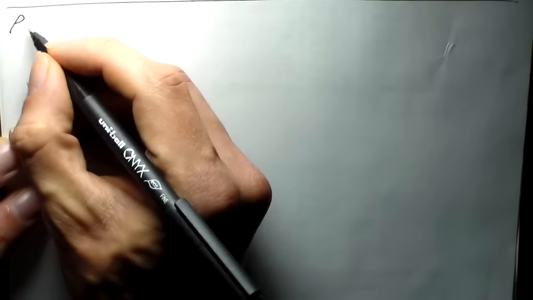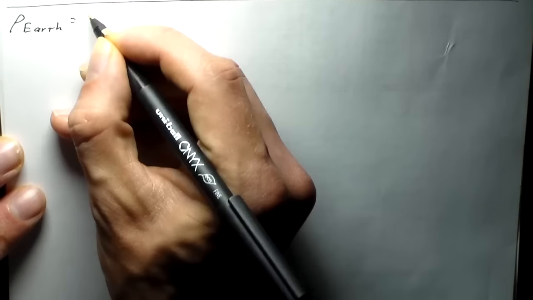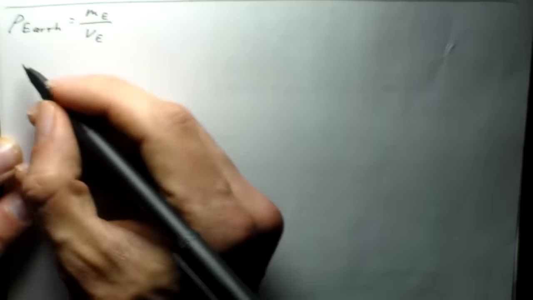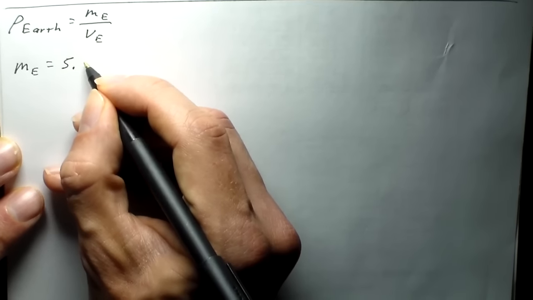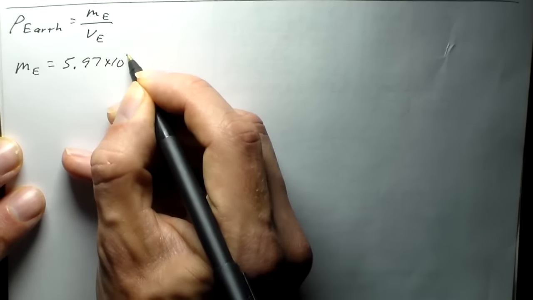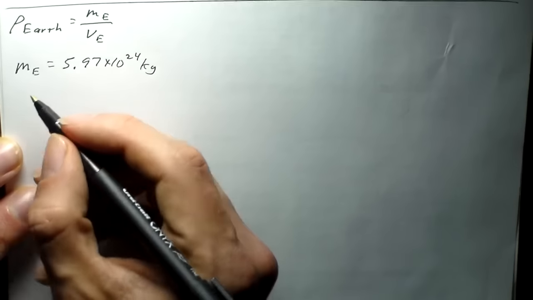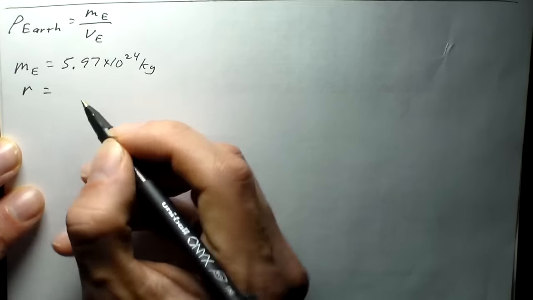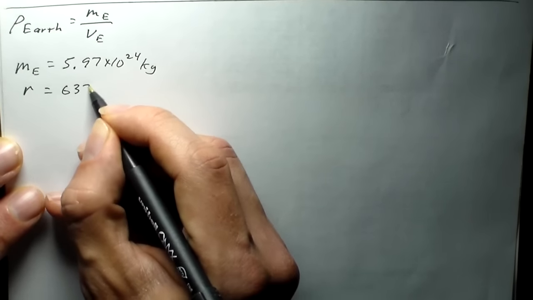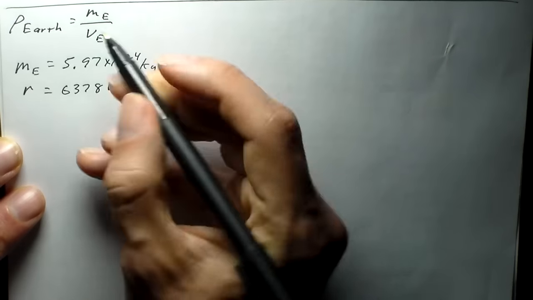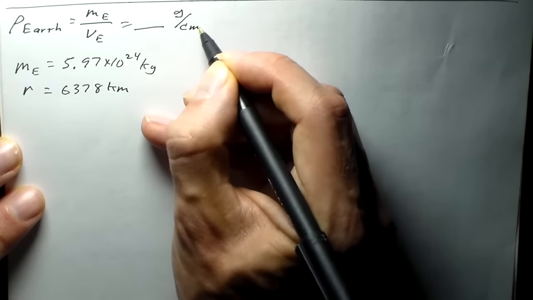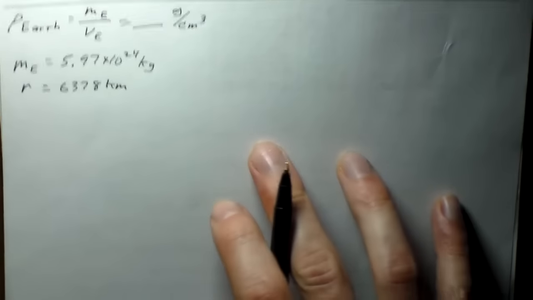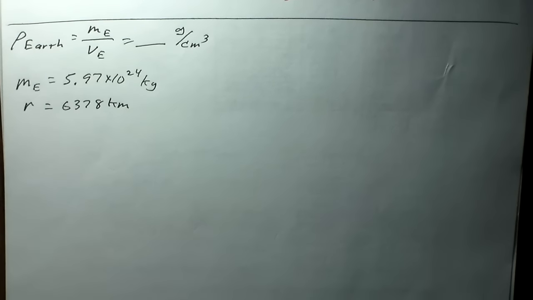All right, now as for something a little more tangible, let's figure out, what is the density of the Earth? Well, that's just going to be the mass of the Earth over the volume of the Earth. The mass of the Earth is 5.97 times 10 to the 24th kilograms. And the radius of the Earth is equal to 6,378 kilometers. And we want the units to be in grams per cubic centimeter, so we can compare it to our other values we were seeing.